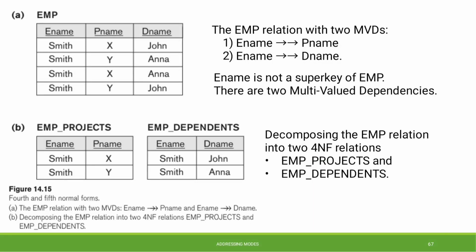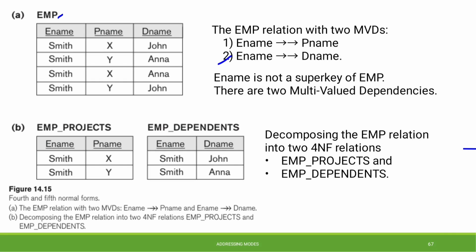Next, taking an example for 4NF, here we have the EMP relation. It has two multi-valued dependencies. The first one: the ename attribute's single value decides the multiple values of the pname attribute. In the figure, the single ename value, Smith, decides the multiple values, X and Y, of the pname attribute. That is what is shown by MVD1 here.